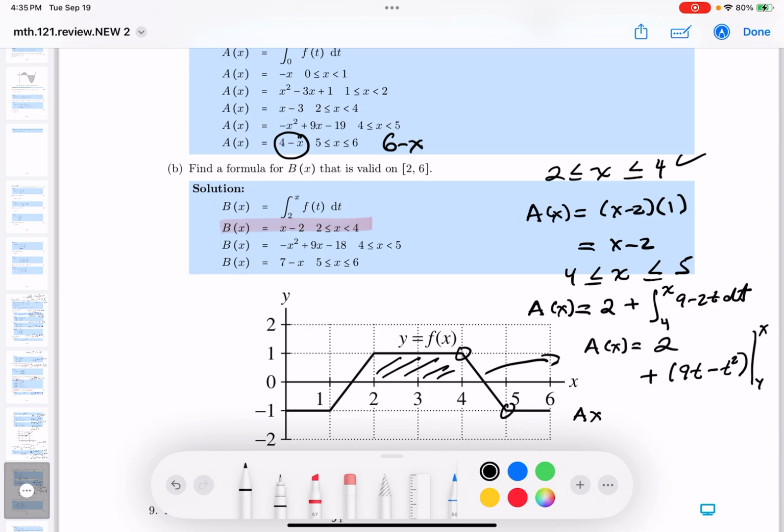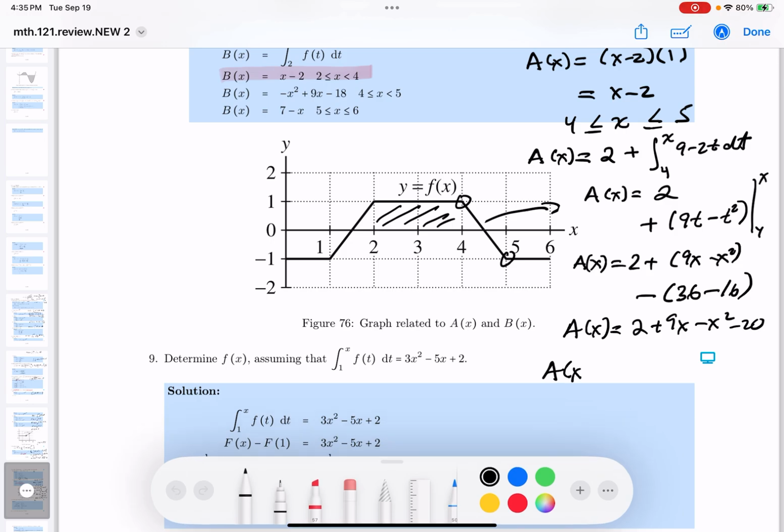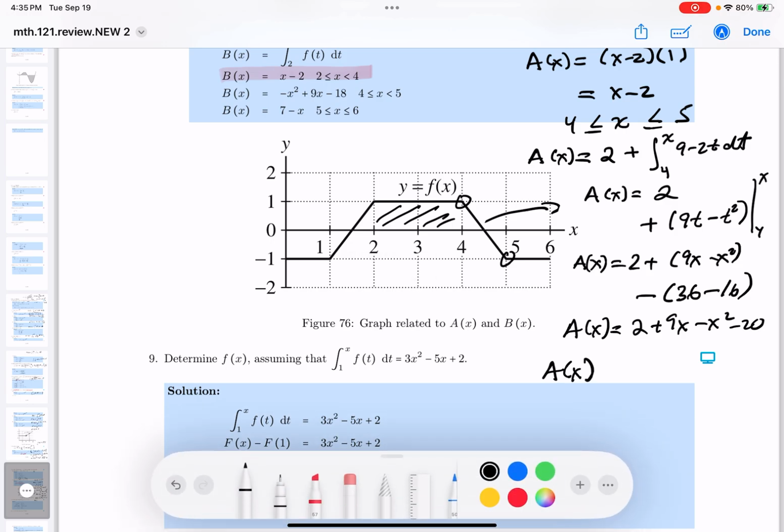A of x is going to be 2 plus the upper limit, which is 9x minus x squared, minus the lower limit, which is 36 minus 16. It's almost like deja vu all over again. What's A of x? It's going to be 2 plus 9x minus x squared. 36 minus 16 is 20, so it's minus 20. So A of x is going to be 2 minus 20, which is minus 18. Let me start off with the x squared first, though: minus x squared plus 9x minus 18.